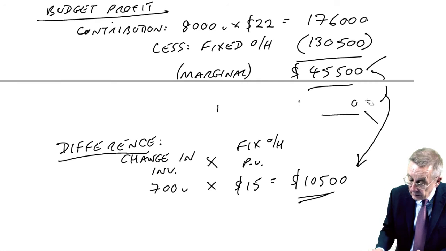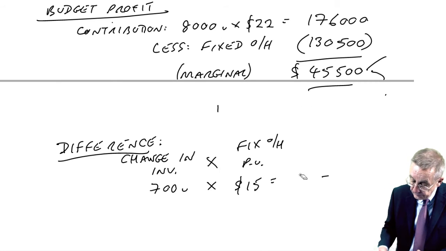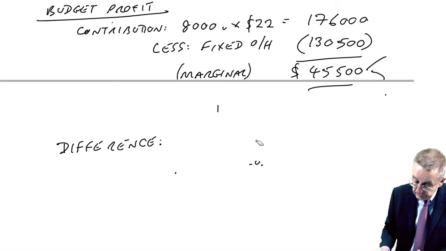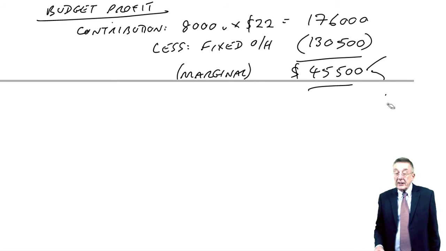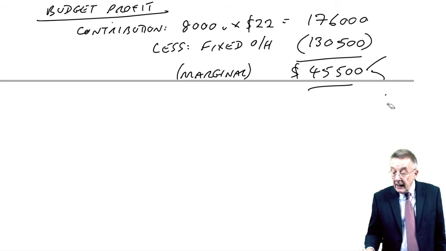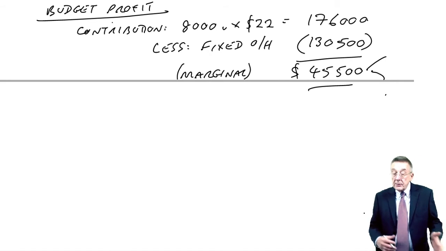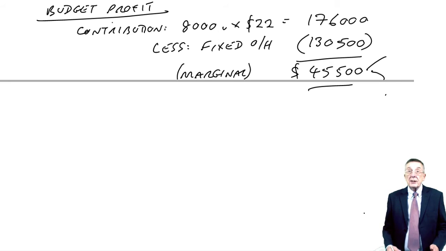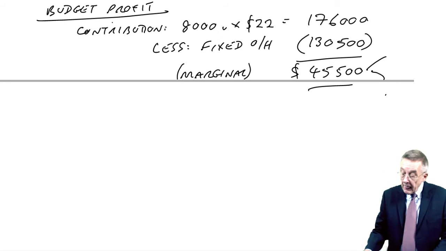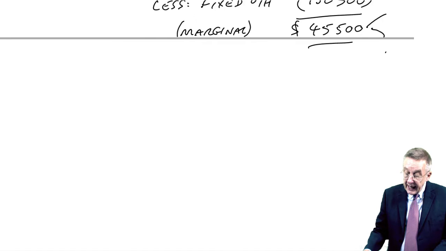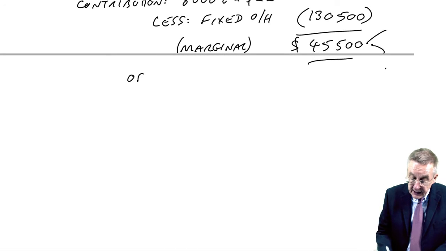Anyway, back to marginal. Let's finish this thing off. The budget profit is 45,500. And again, management want to know why actual profit's different. We look at all the variances. I am going to write up again the operating statement.